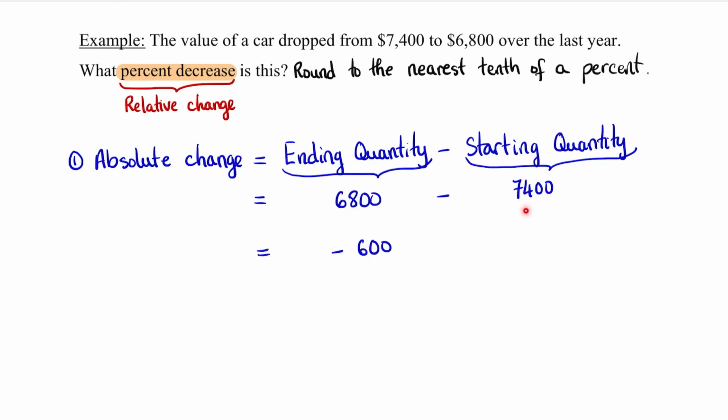6,800 minus 7,400 is negative 600, and the unit for this negative 600 is dollars. So I have negative $600. What does that mean? Absolute change tells me the value of the car has decreased by $600 over the last year. The unit of the absolute change is the same as the original unit, and the negative sign means that it has been decreased.